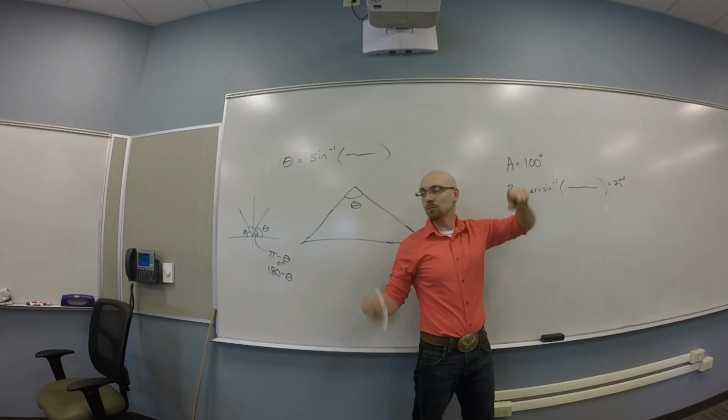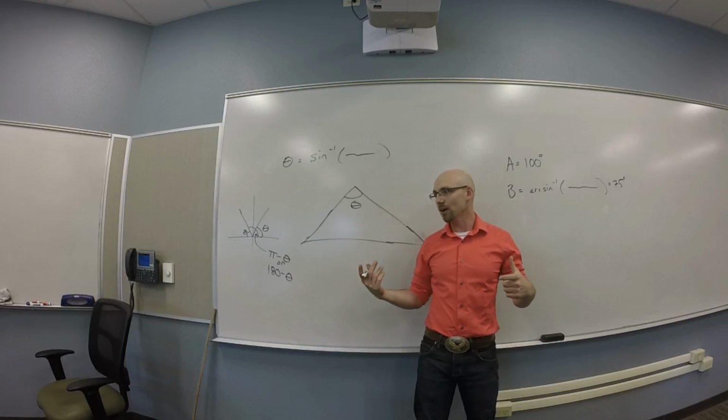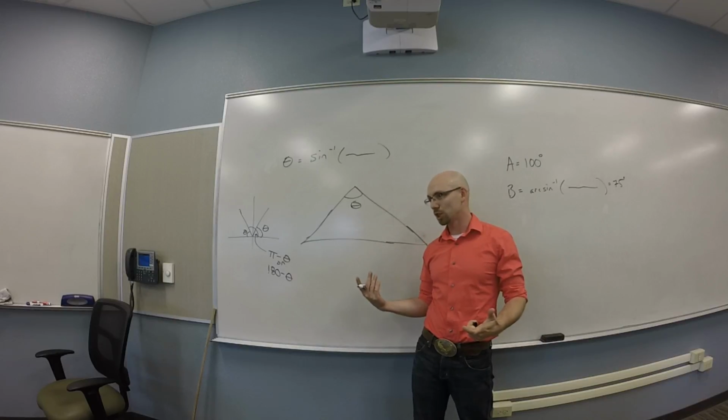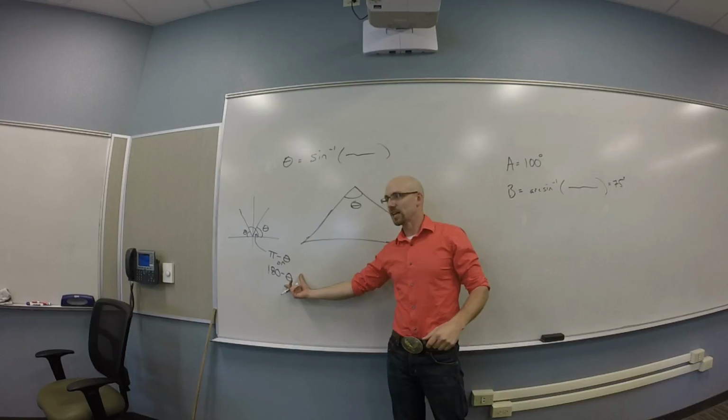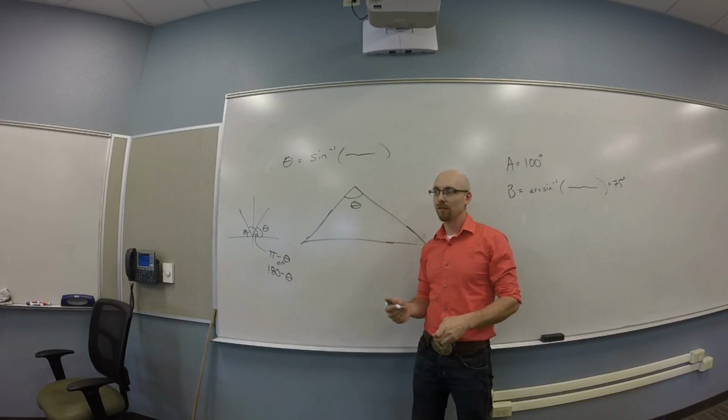So sometimes you can write it off because maybe you know an angle already and it's taking up more space than this thing needs. But if you know nothing else, you have to consider both of them.